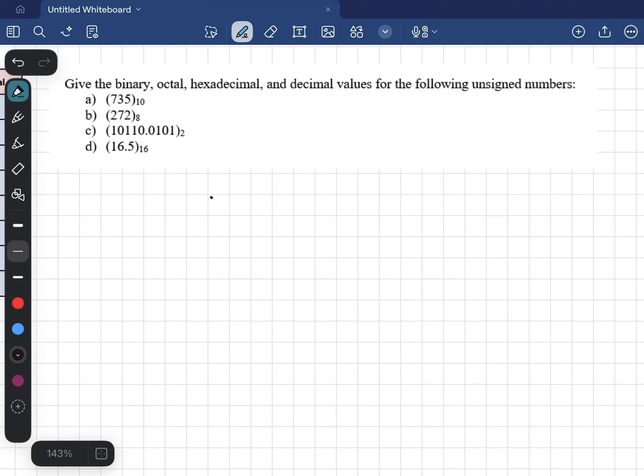Hey guys, welcome to the first video of the Digital Logic series. Today we will be going over a question from the textbook, and it states, give the binary, octal, hexadecimal, and decimal values for the following unsigned numbers. But before we get started, I'll explain what exactly is binary.